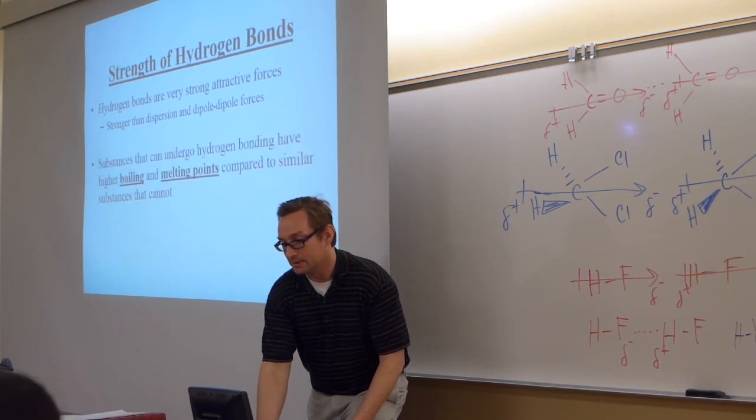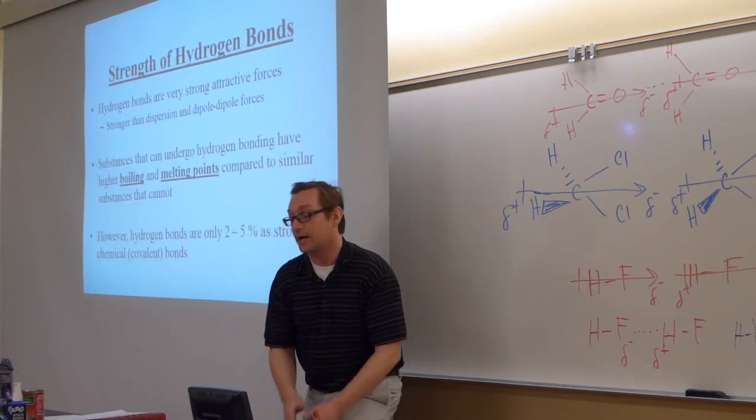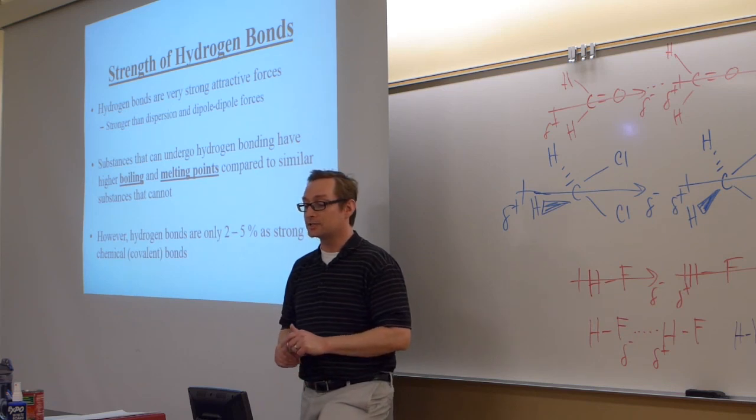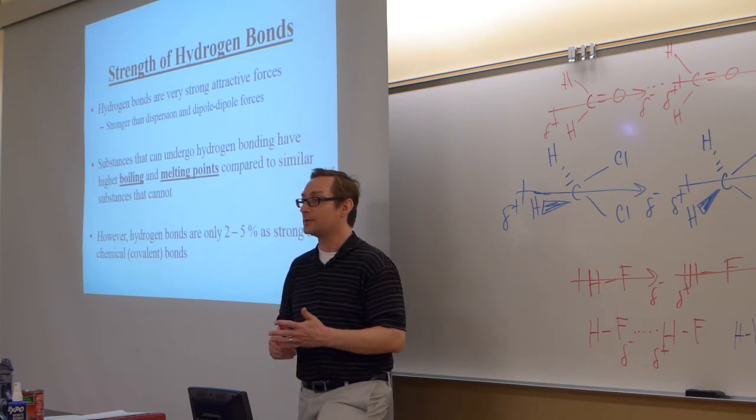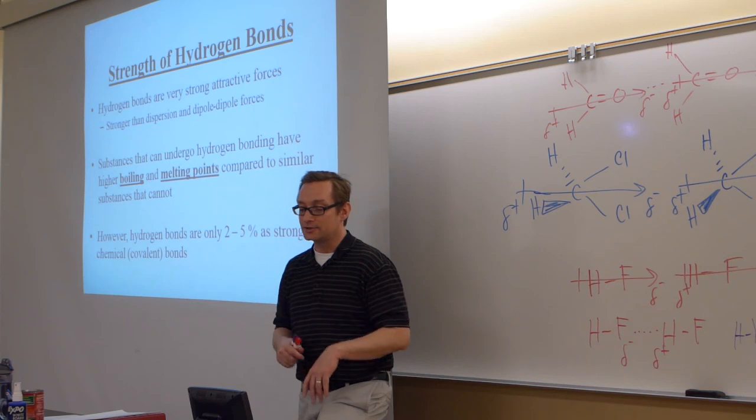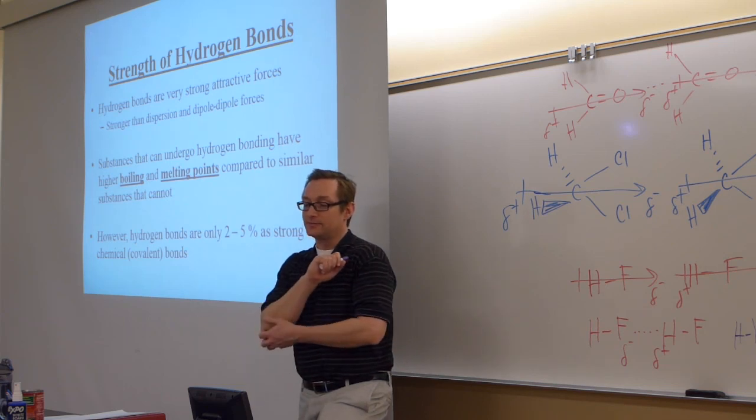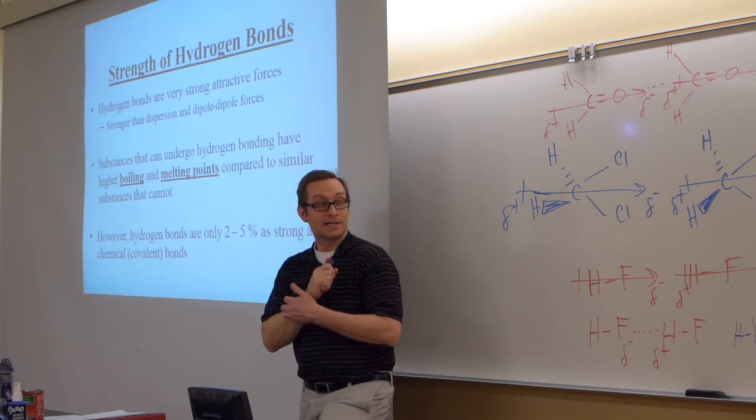Okay, let's see. Oh yeah, hydrogen bonds are pretty strong, but they're not nearly as strong as covalent bonds. So a typical hydrogen bond is anywhere from 2 to 5% as strong as an actual covalent bond.